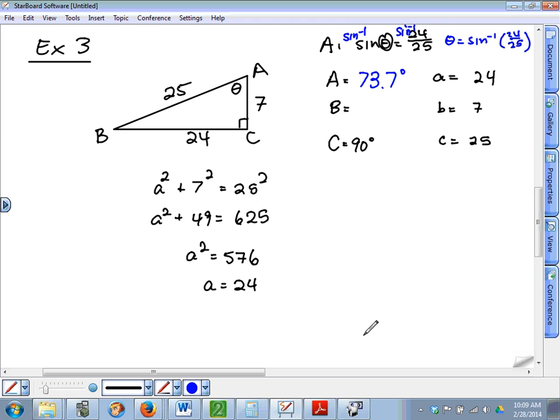Angle A, that's where I put theta. But we don't have to use trigonometry anymore, because now we know two angles of a triangle. How do you find the third angle if you already know two?